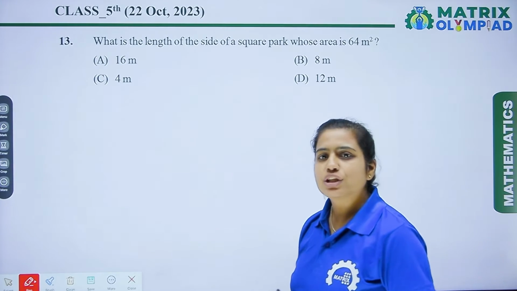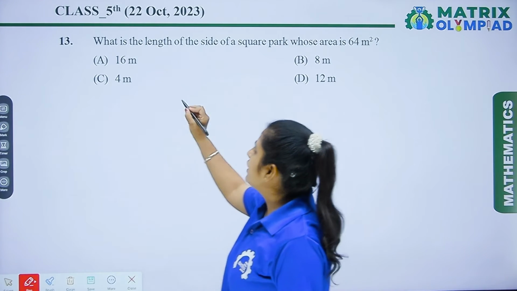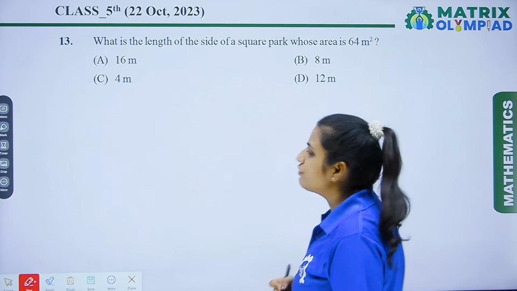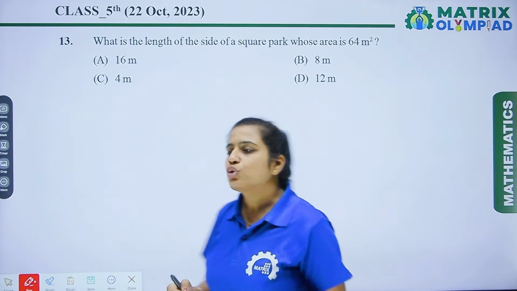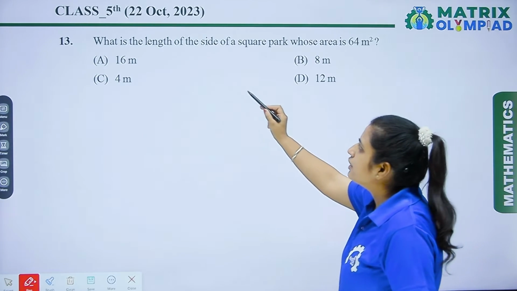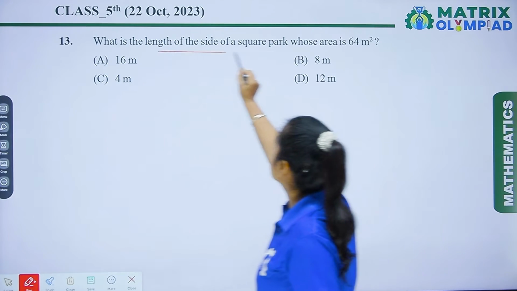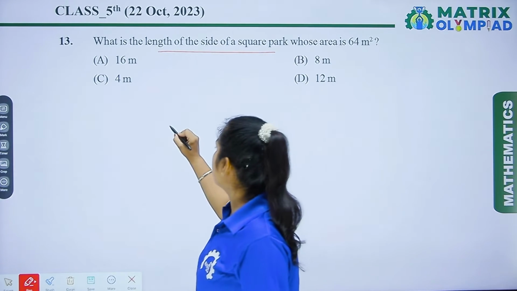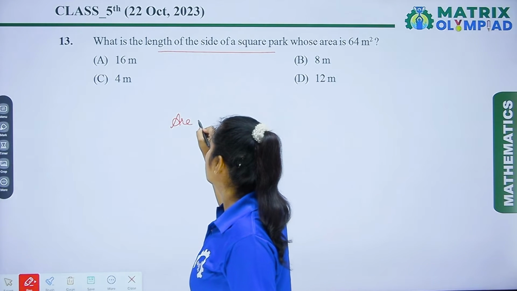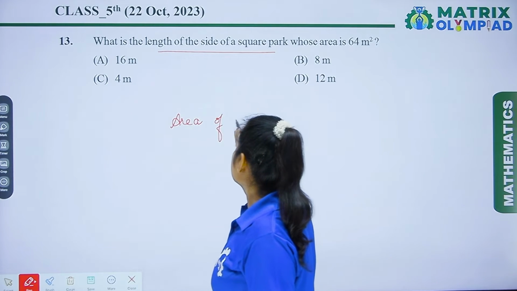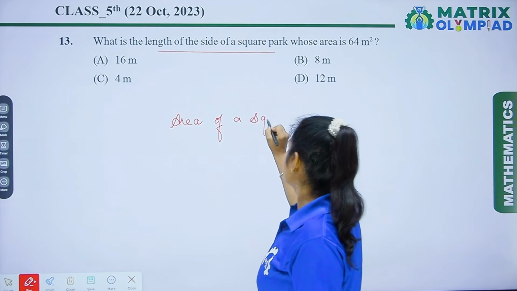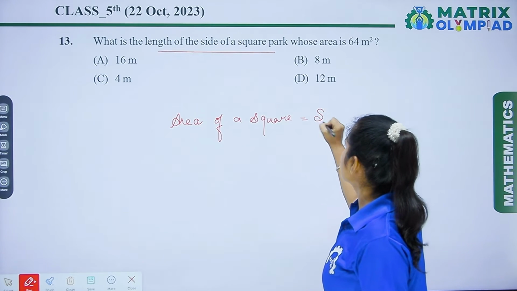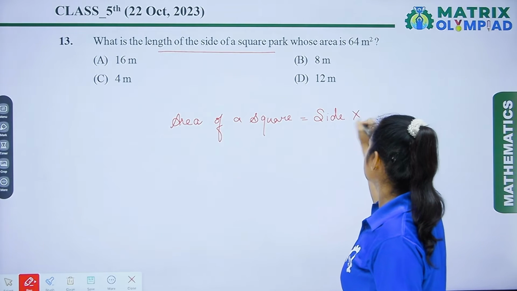Now the next question is question number 13. What is the length of the side of a square park whose area is 64 meter square? So we have to find the length of the side of a square park. We have the area, and we also know that the area of a square is equal to side into side.